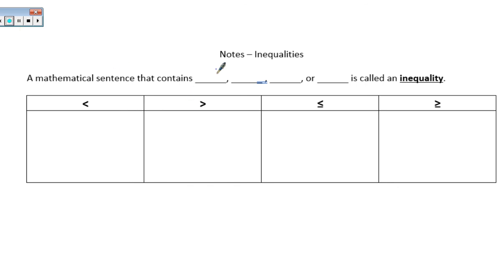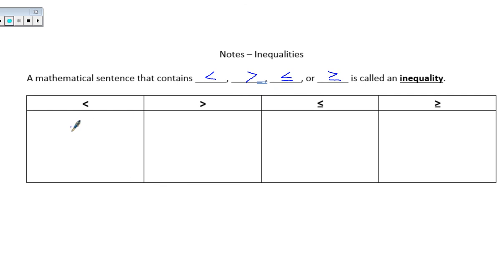Hi everyone, today we're going to be talking about inequalities. An inequality is a mathematical sentence that contains the signs less than, greater than, less than or equal to, or greater than or equal to. So any numerical sentence with this symbol in it is going to be called an inequality. The word inequality means these aren't equal, like an equation where we have an equal sign, both sides are equal. Whereas in an inequality, they're unequal, so both sides will not be the same.